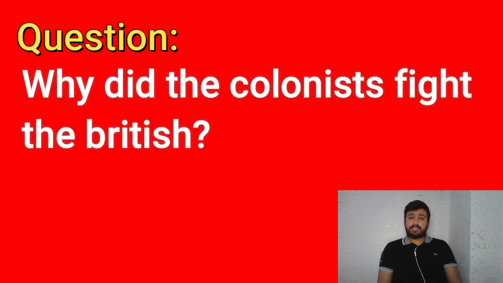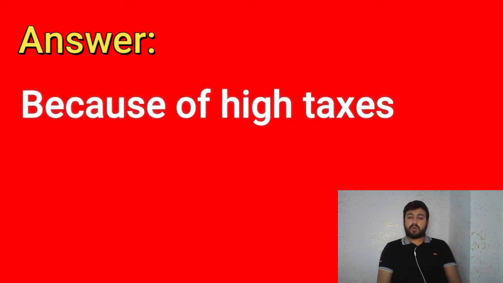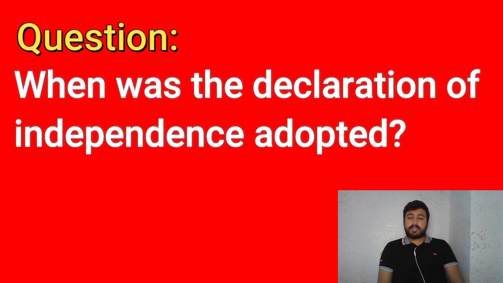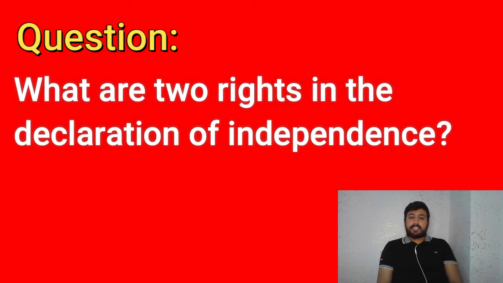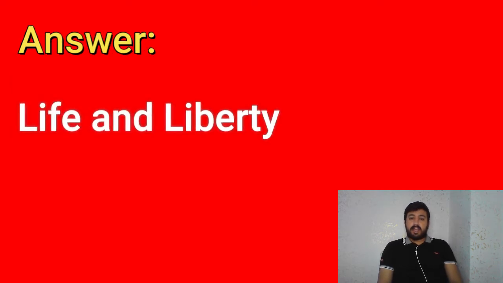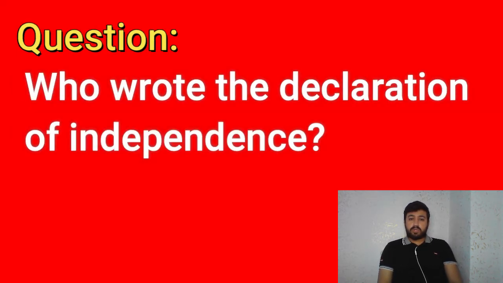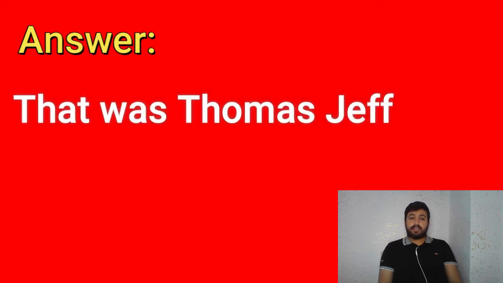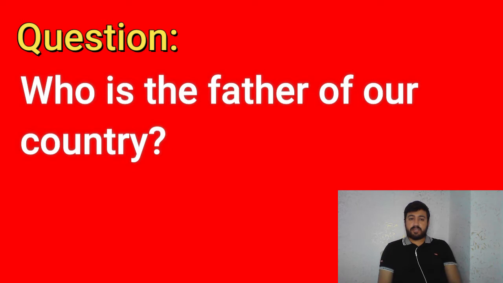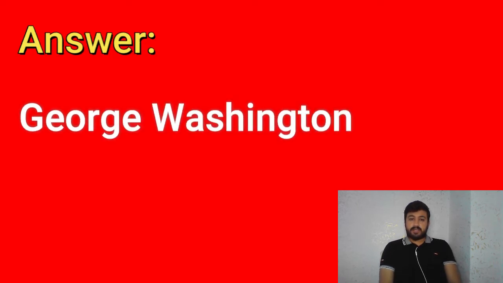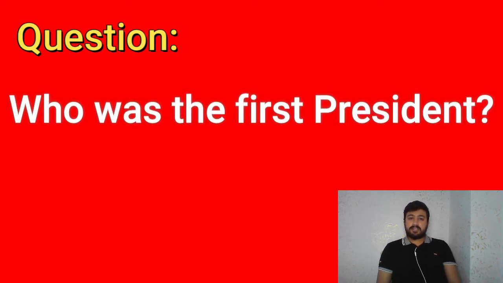Why did the colonists fight the British? Because of high taxes. When was the Declaration of Independence adopted? July. What are 2 rights in the Declaration of Independence? Life and liberty. Who wrote the Declaration of Independence? That was Thomas Jefferson. Who is the father of our country? George Washington. Who was the first president? George Washington. Okay, very good.